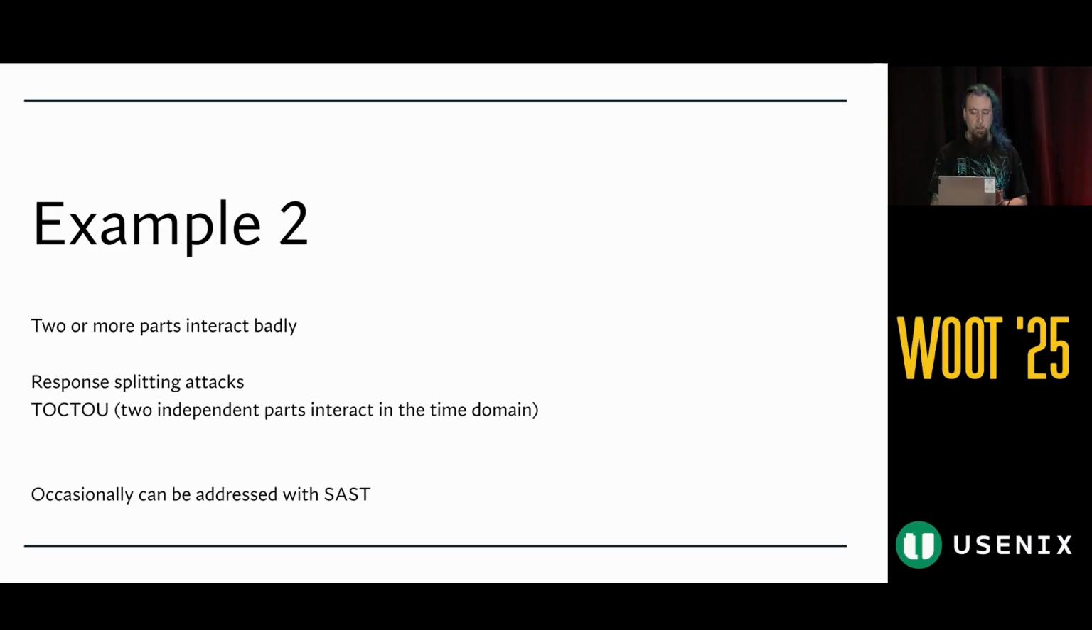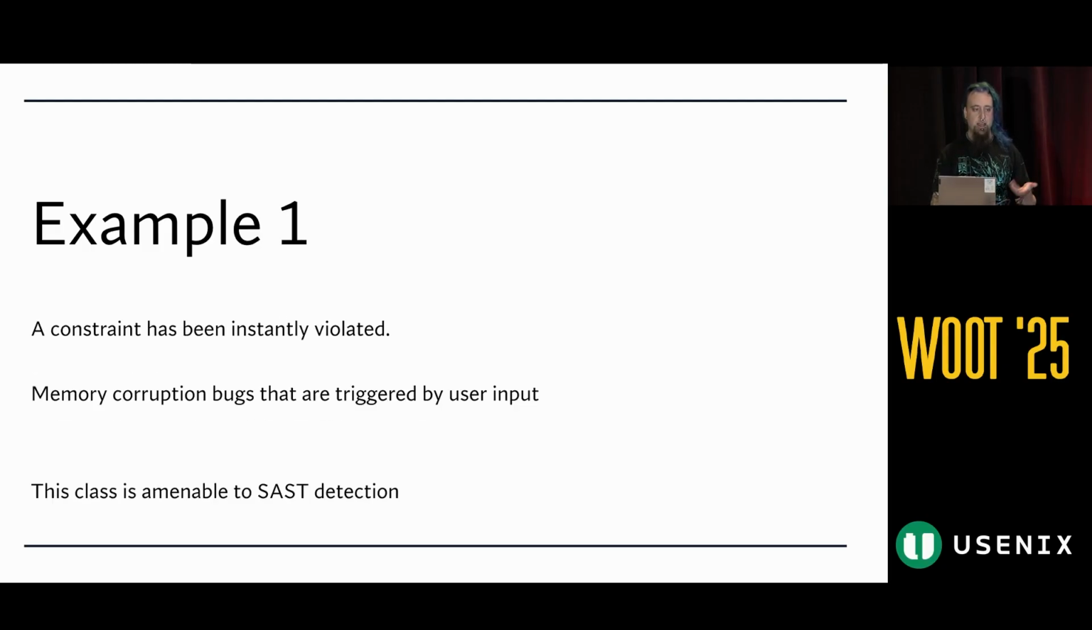But moving on from there, where these two parts interact badly, we've got things like response splitting attacks. We've got time of check, time of use issues, where the two different parts are interacting in the time domain instead of interacting directly with each other, but there's still that point of interaction. Remember that too, that's a thing. But these vulnerabilities can occasionally be addressed with SAST, occasionally addressed with fuzzing, occasionally addressed with some kind of notion of correctness that we recognize. But it's still more complicated than just, I use strcpy.